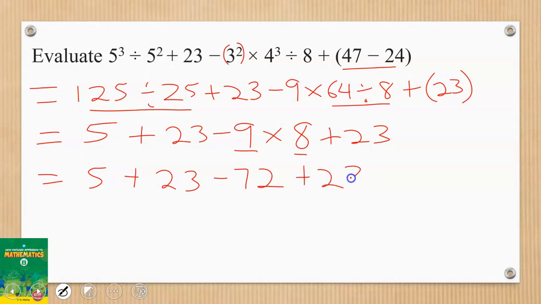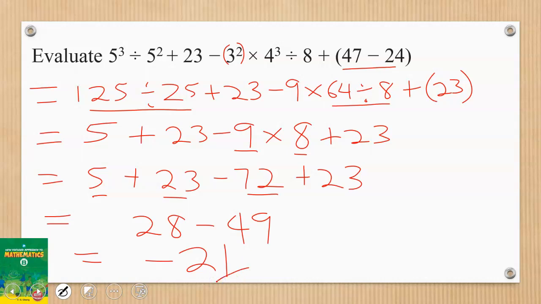Then plus our 23. Now we are left with addition and subtraction, so we can go from left to right. So 5 plus 23 will give us 28. Then we can say minus 72 plus 23. That will give us 49, right? So that will be negative 49. So then we are going to now subtract. So we have 28 minus 49. So our answer will be negative 21. So that becomes the answer for this lengthy work.